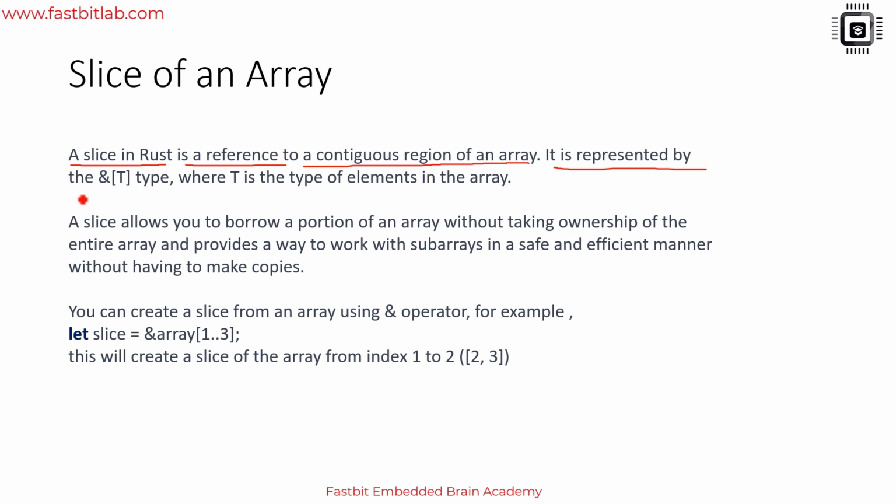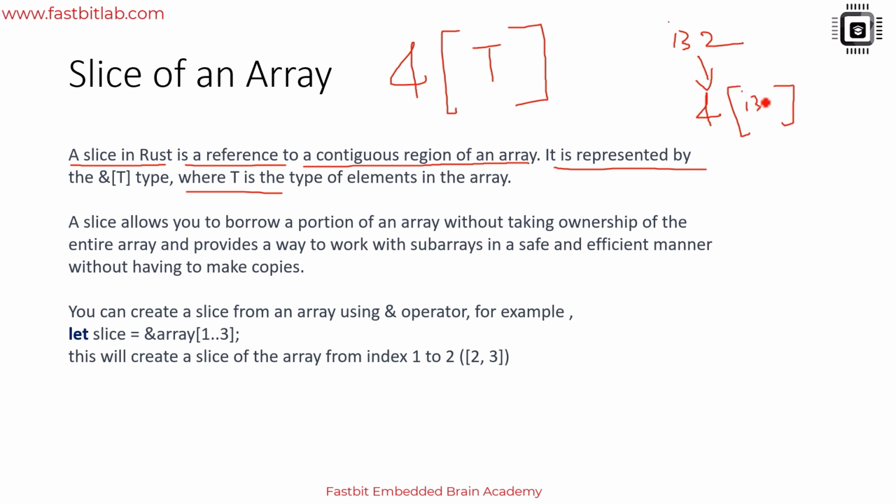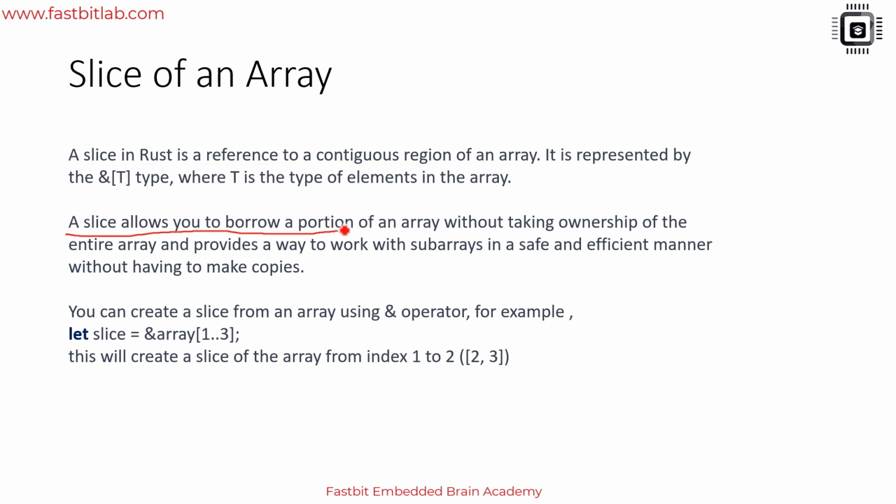It is represented by &[T], with T inside the square brackets. This would be the type of slice, where T is the type of elements in the array. If it is an array of i32 items, then the slice of this array would be of type &[i32]. A slice allows you to borrow a portion of an array without taking ownership of the entire array, and provides a way to work with subarrays in a safe and efficient manner without having to make copies.